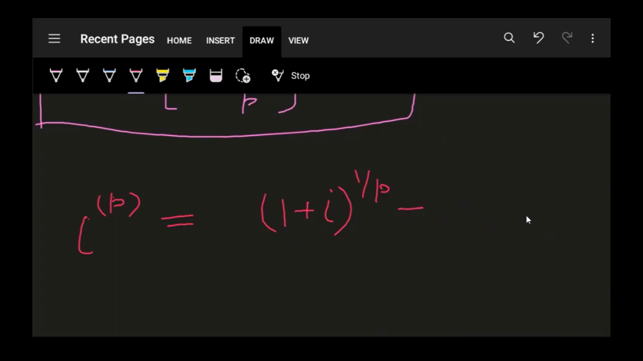If I subtract 1 from this, I will get the effective interest rate in that quarter or month or whatever that period duration is. And when it is multiplied by p, I get the nominal rate, that is the annualized percentage of that amount.